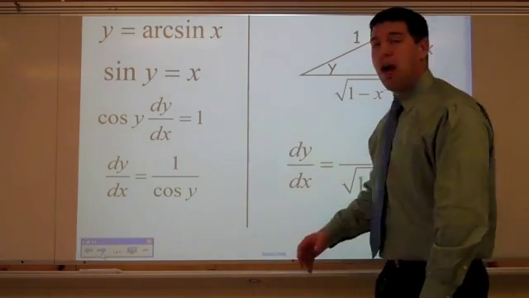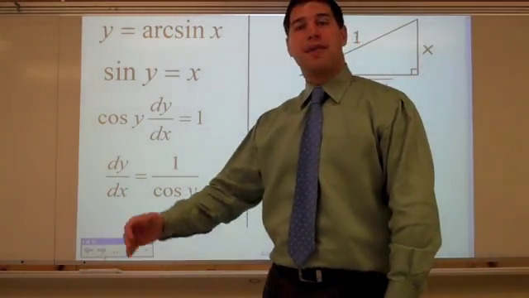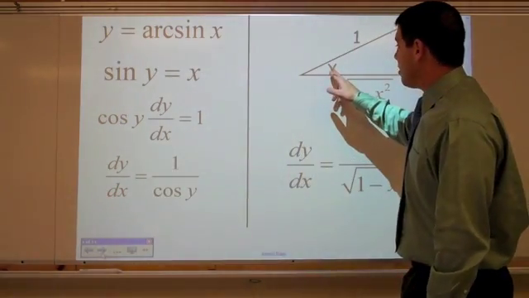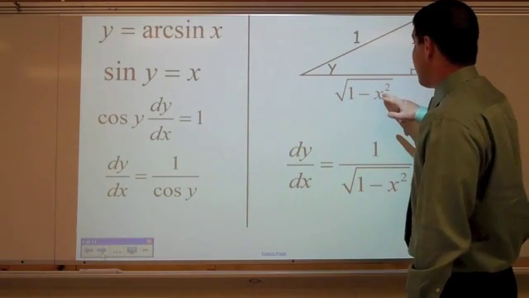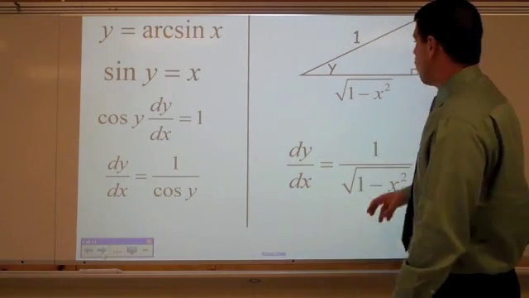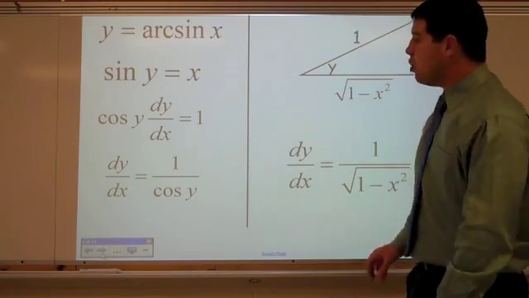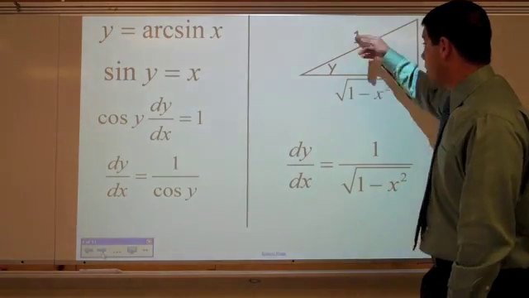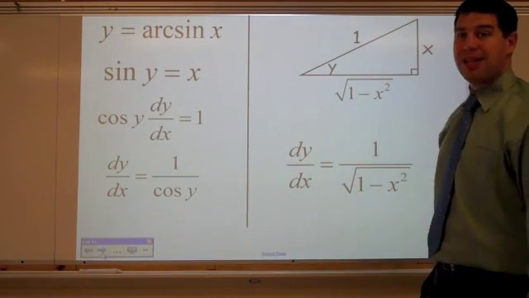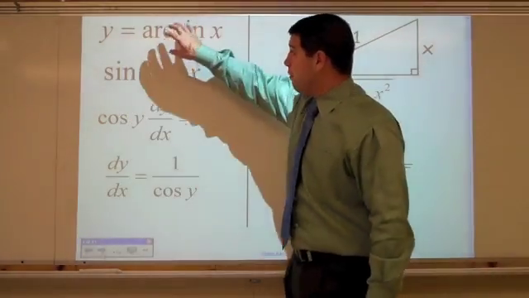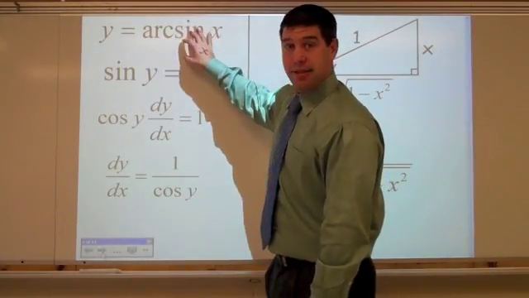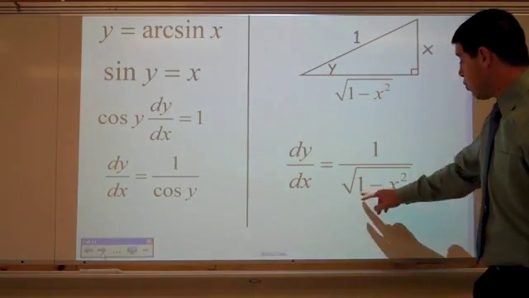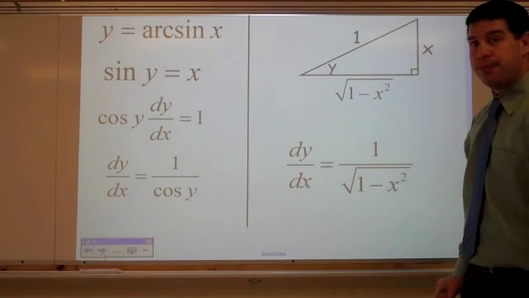So, the cosine of an angle is the ratio of its adjacent side to its hypotenuse. The adjacent side to y is square root of 1 minus x squared. The hypotenuse is still 1, so the ratio is going to be this side over this side. So, the cosine of y is going to be square root of 1 minus x squared over 1, which is just square root of 1 minus x squared. So the derivative of y equals arc sine of x is going to be 1 over the cosine of y, which is 1 over square root of 1 minus x squared.